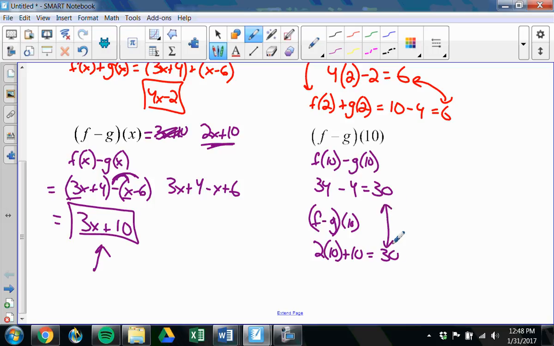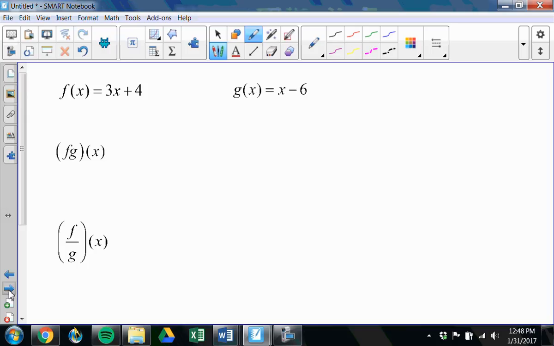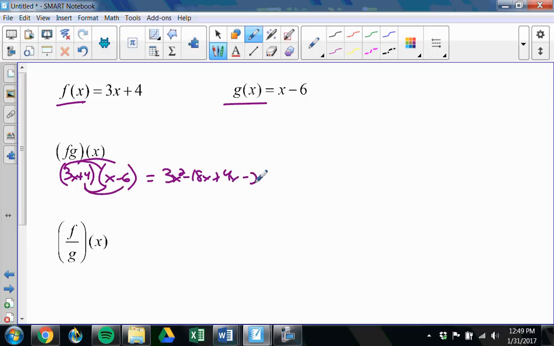There's adding, subtracting. Multiplying, dividing looks really similar. Here's the same f, here's the same g from the last slide. f times g of x would be 3x plus 4 times x minus 6, and this has to FOIL, so it's 3x squared minus 18x plus 4x minus 24. So it's 3x squared minus 14x minus 24. That is f times g of x.